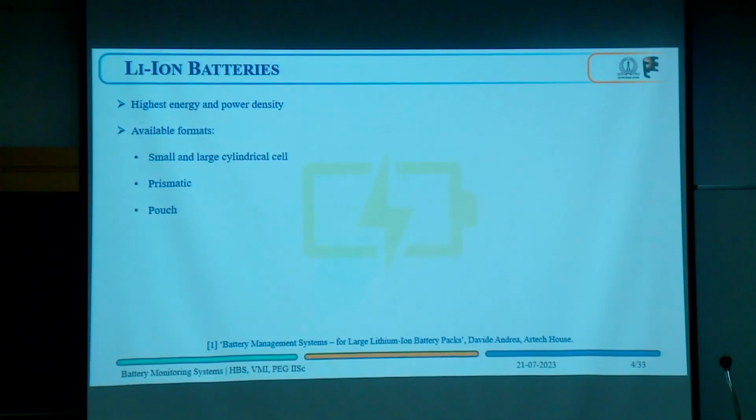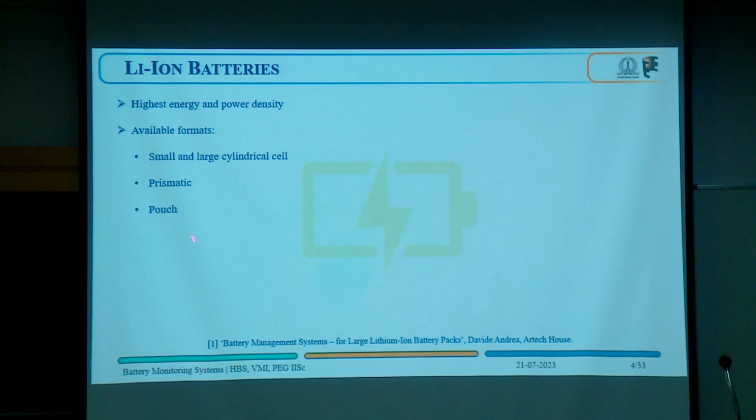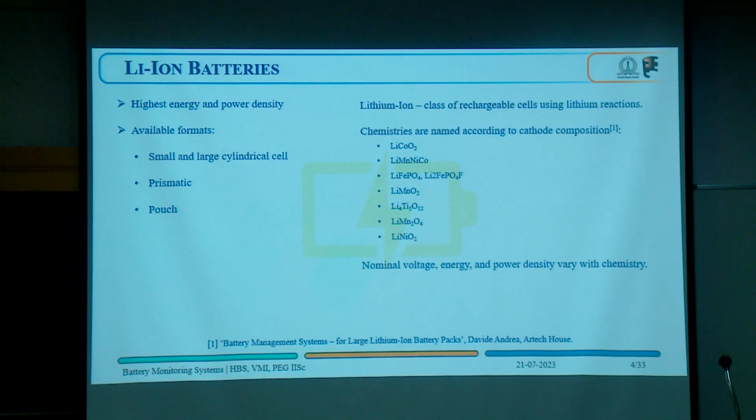So why lithium ion batteries? Because they have the highest energy and power densities as per the studies, and they are available in different formats that we just saw, like small and large cylindrical, prismatic, and pouch. Like the zinc carbon 9 volt batteries we see, that is a prismatic power structure. Then we have pouch.